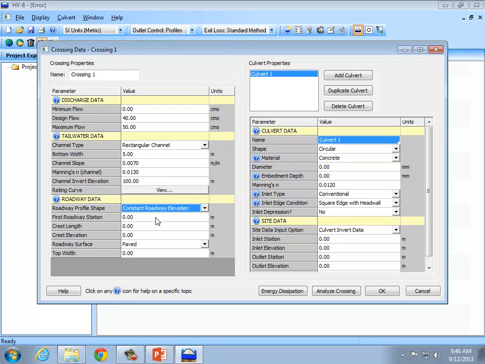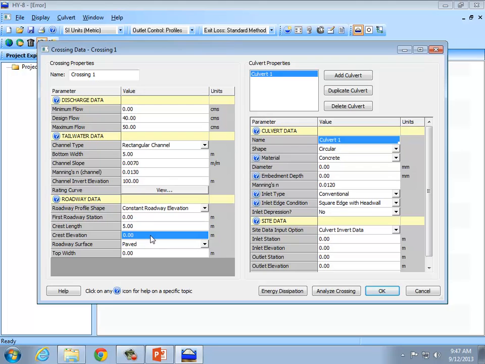And the first roadway station, that's where we are going to be defining how long the first roadway station, actually, it doesn't matter. That field can be left blank. I don't even know why it's there. But crest length is important. For this, the crest length would be 5 meters since it's a rectangular channel.